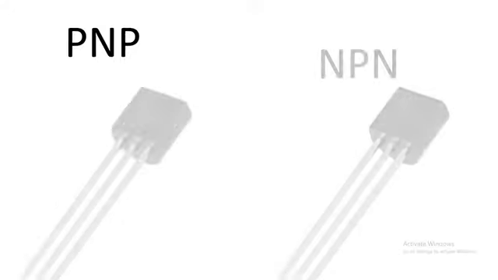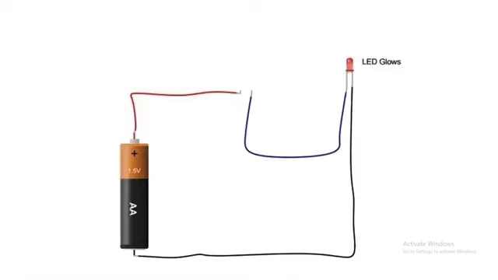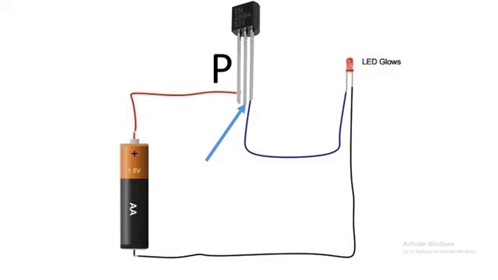There are mainly two types of transistor: PNP transistor and NPN transistor. So what is the difference between PNP and NPN transistor? The difference is very simple. Here is the circuit of an LED, the cell or battery, and a transistor. When you give a negative current, for those transistors which need a negative current to allow the current from the positive of the cell to pass through the LED, this transistor is called a PNP transistor.